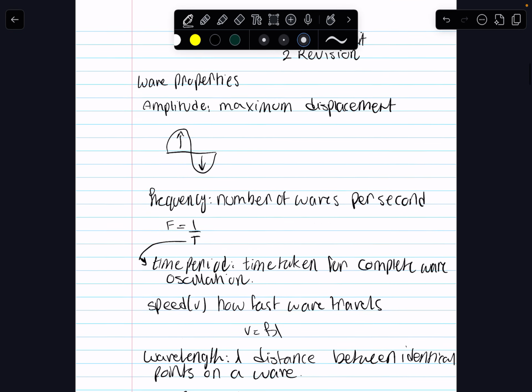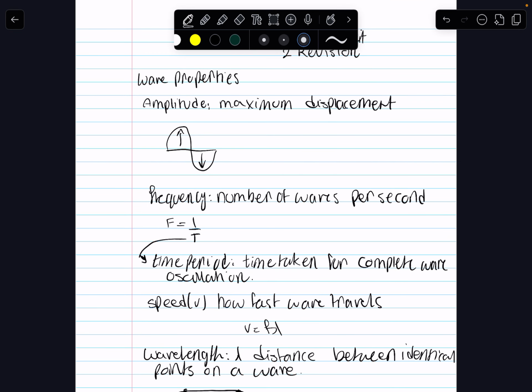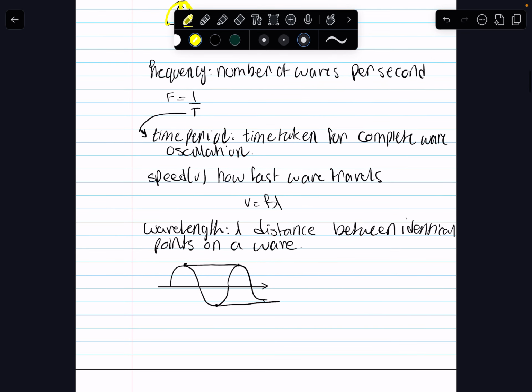So first of all, let's start with wave properties. So we have amplitude, which is the maximum and minimum displacement. So the distance here and distance here, obviously it's a distance measured in meters. Then we have frequency, which is the number of waves per second. So if you have this in an oscilloscope, you count each one per second, and then you say the frequency. So frequency is given by 1 over time period. So time period is the time taken for one complete wave to oscillate.